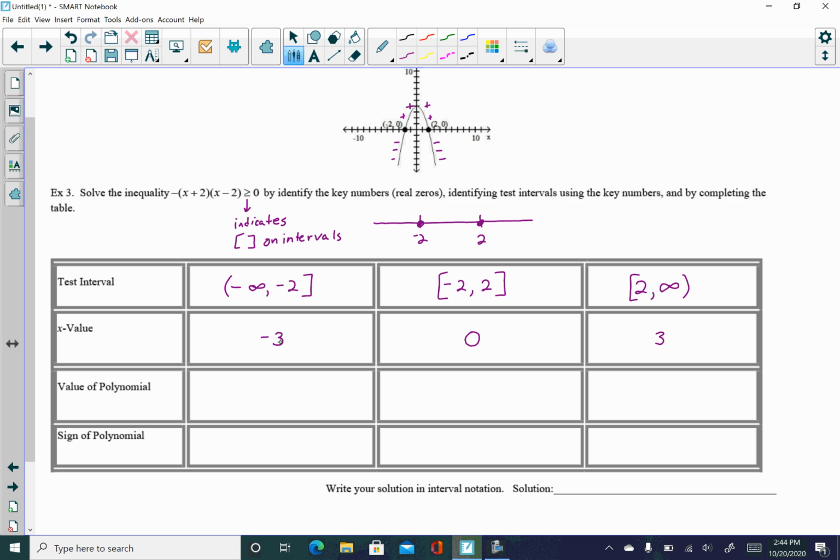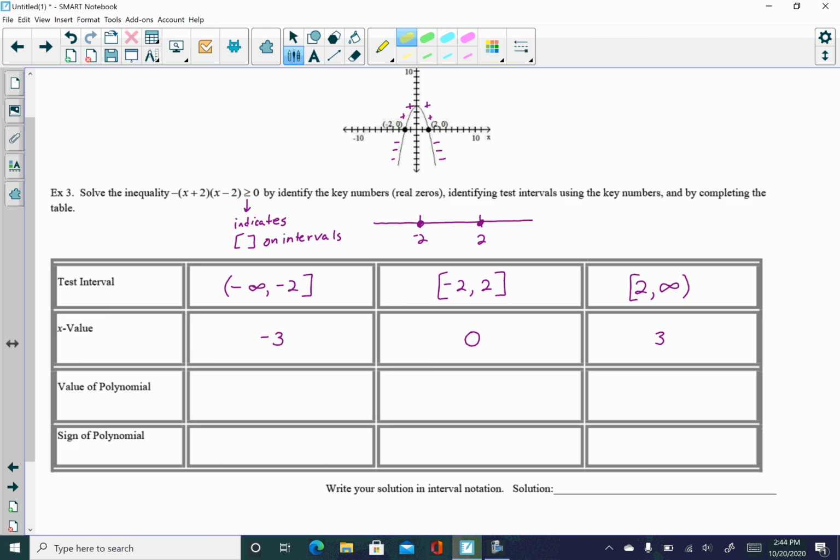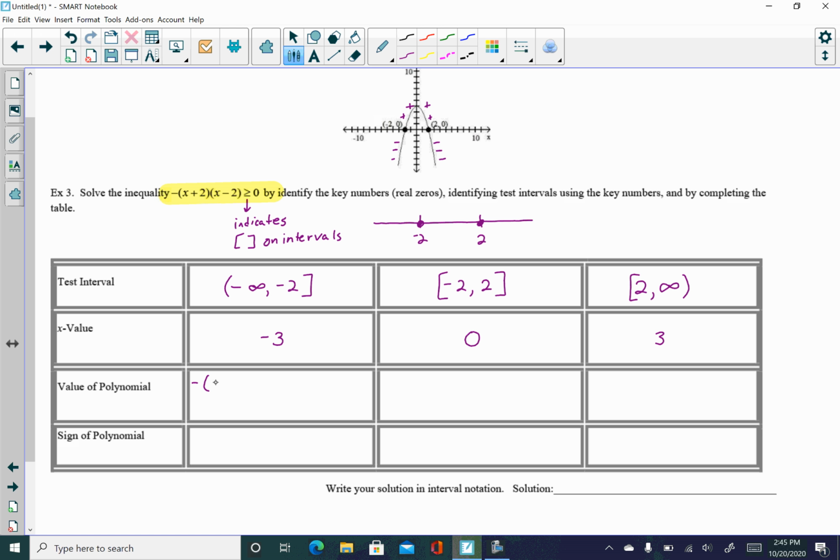Now I'm going to take these test values and plug them into your given function. So let me highlight that function so that it's front and center. This is what I'm plugging it into. Everywhere I see an x on that first one, I am plugging in a -3. So I have a negative sitting out there, and then I have -3 + 2, and then I have -3 - 2. And we're just going to evaluate here.